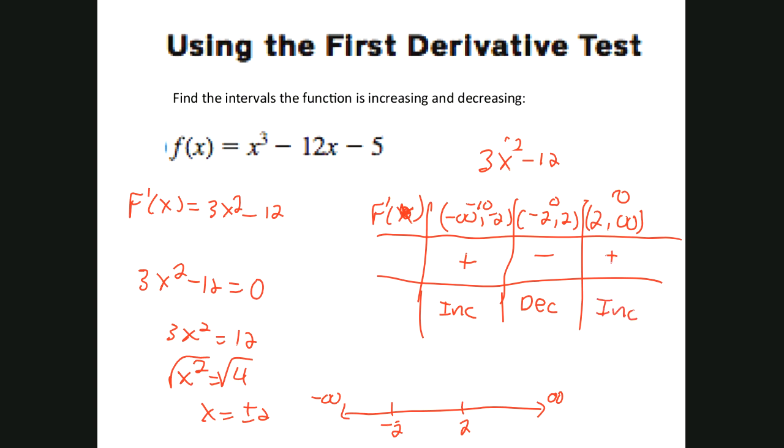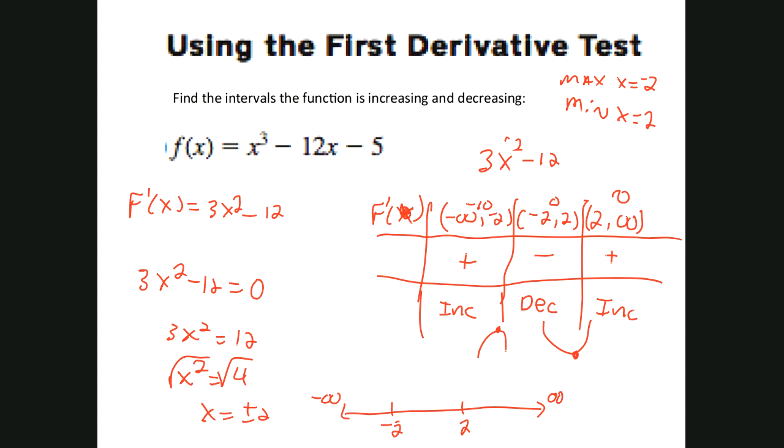Now, if a function is increasing and then it decreases, there is a maximum. So I know there is a max at x equals -2. Then it decreases and starts to increase, so I know there has to be a minimum at x equals 2. So the first derivative test tells us where a function is increasing or decreasing. It also tells me where a function's max and min values are.